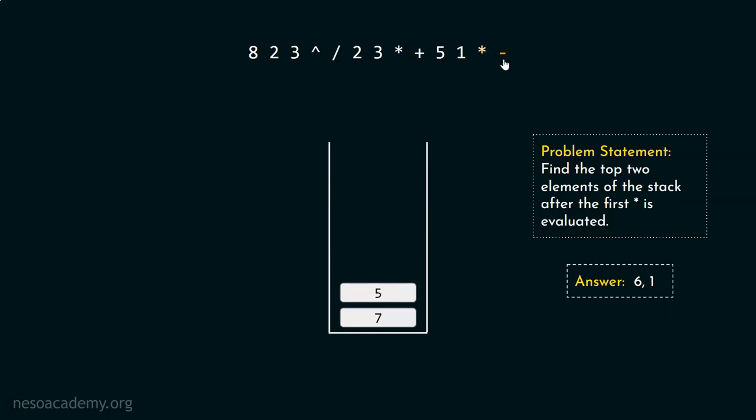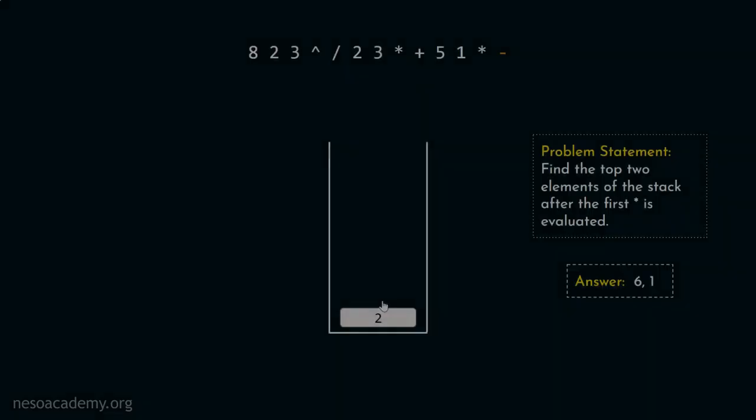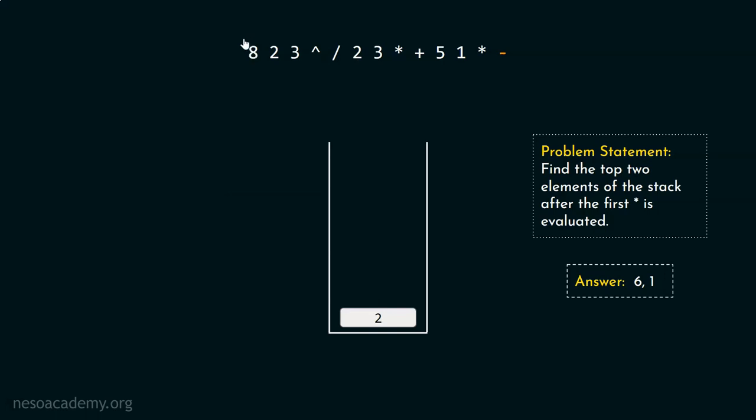Now we have minus operator. This means we will perform subtraction between these two operands. This will be 7 minus 5. Isn't that so? 7 minus 5 gives 2. Now we will push this operand onto the stack. And it is clear that the result of this expression is 2. After evaluating the whole expression, we'll get this as a result.